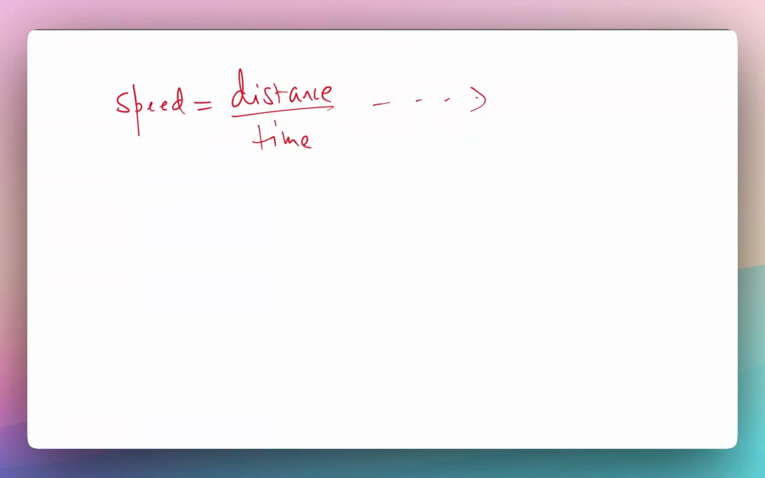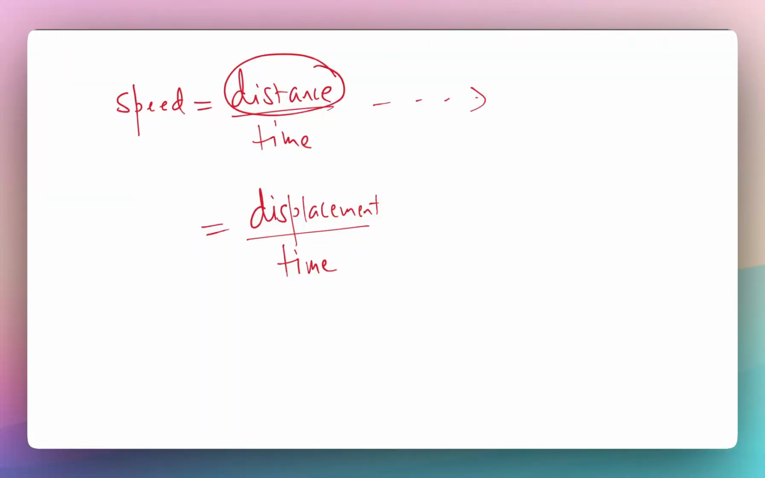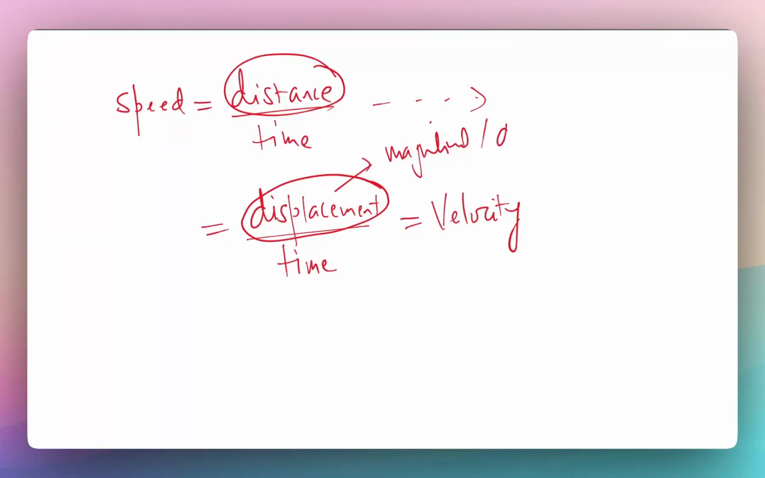Now what happens if, instead of distance, I put displacement over here, and then we divide it by time? When we do that, we call it velocity. Now you know the displacement has two components. One is the magnitude and another is direction.